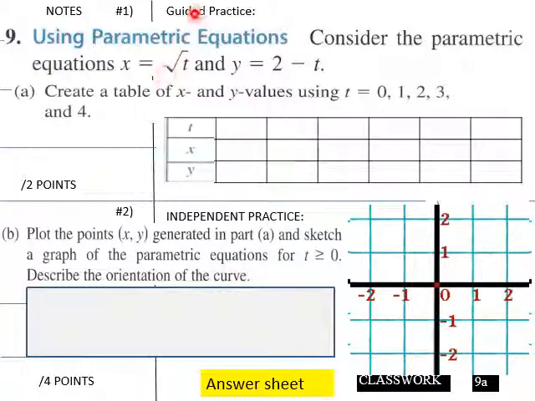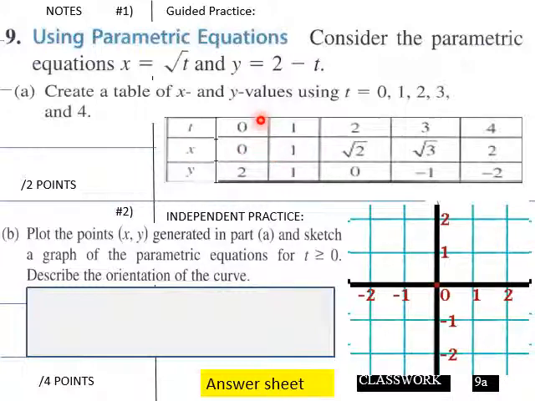So for our guided practice, we're going to fill out this table for this situation here. To do that, here would be your fill-in: 0, 0, 2, 1, 1, 1. So your B down here is for our x and y. This will be x, and this will be y. And for t, we fill in these values of t. Here's our table, and then we're going to use that to plot. This is for you to plot, and then sketch a graph. You can sketch it and describe the orientation of the curve, okay?